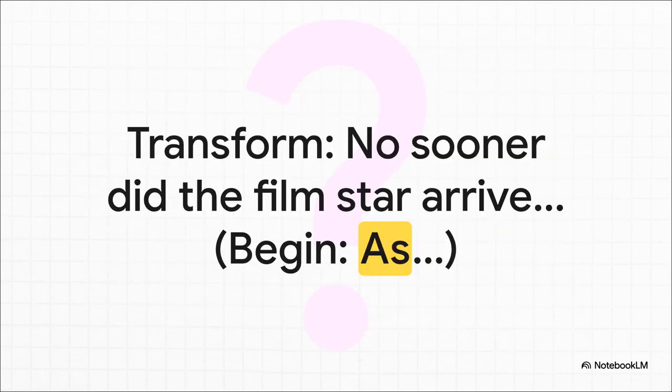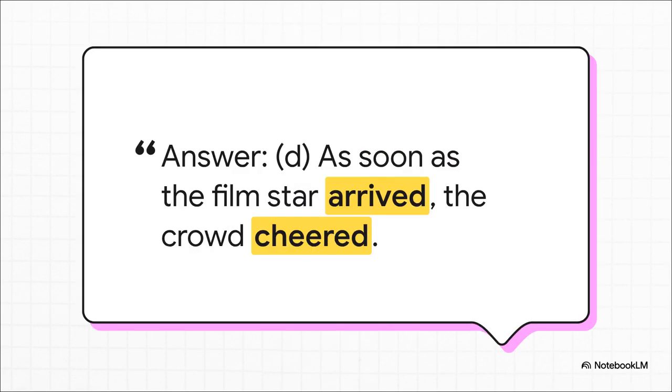Okay, let's flip the script now. We're doing a transformation in reverse. This time we're starting with no sooner, and you need to rewrite it starting with as soon as. Think about how to rearrange the pieces while making sure the tense stays perfectly in sync. You got it. The correct answer is D. As soon as the film star arrived, the crowd cheered.